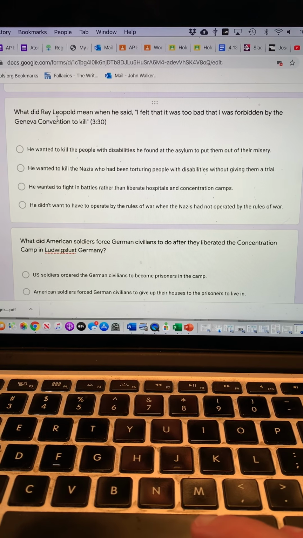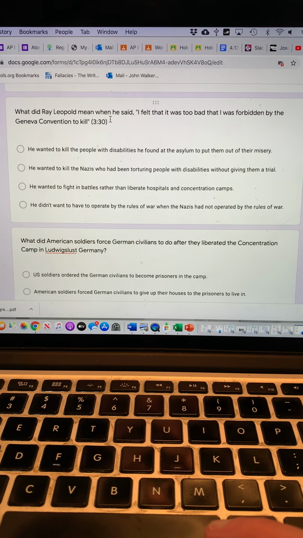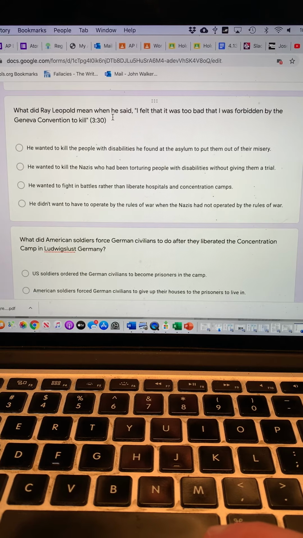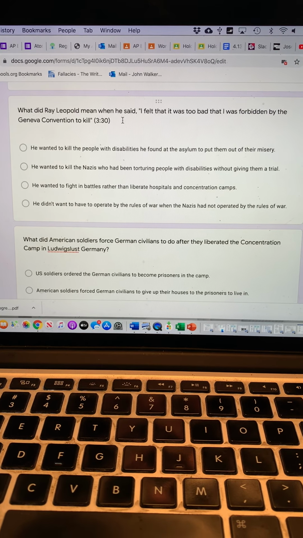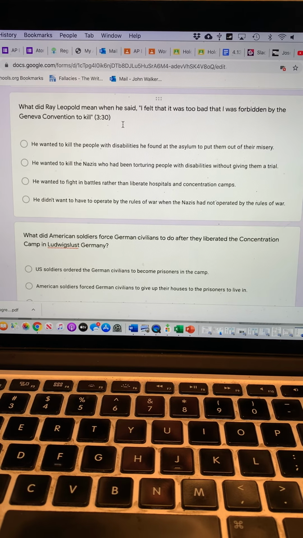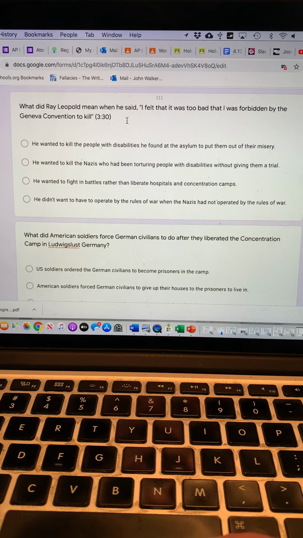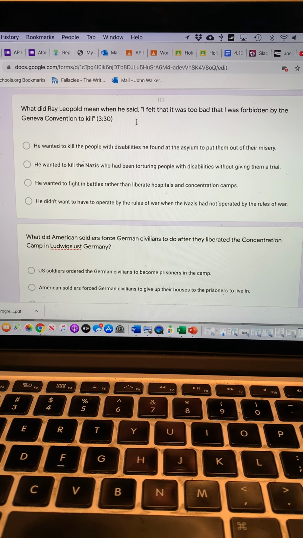Ray Leopold is the man who saw these horrible things the Nazis had done to the most vulnerable people in their society, to disabled people, and also to any political prisoners at the time. He says in the video at 3 minutes and 30 seconds, "I felt that it was too bad that I was forbidden by the Geneva Convention to kill."